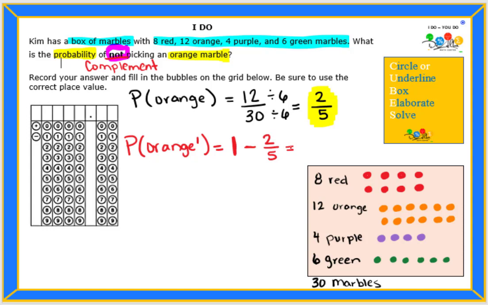So remember that when we have 1, the numerator and denominator will be the same number. We can pick any number as long as the top and the bottom number are the same. And since we are using fifths, we want 1 represented by 5/5. That way, when we subtract 2/5, we have a common denominator of 5. That common denominator will stay the same, so 5, and 5 minus 2 is 3. So the probability of not selecting an orange marble is 3 out of 5.